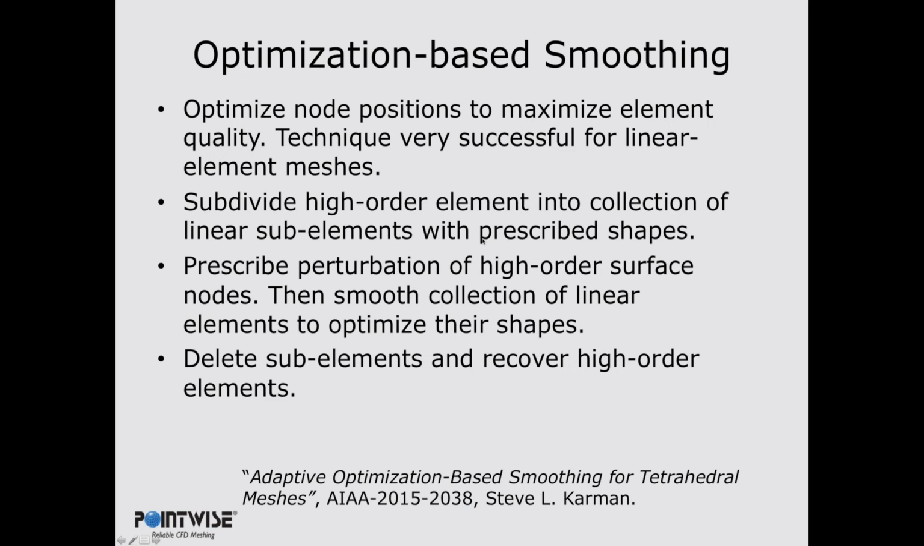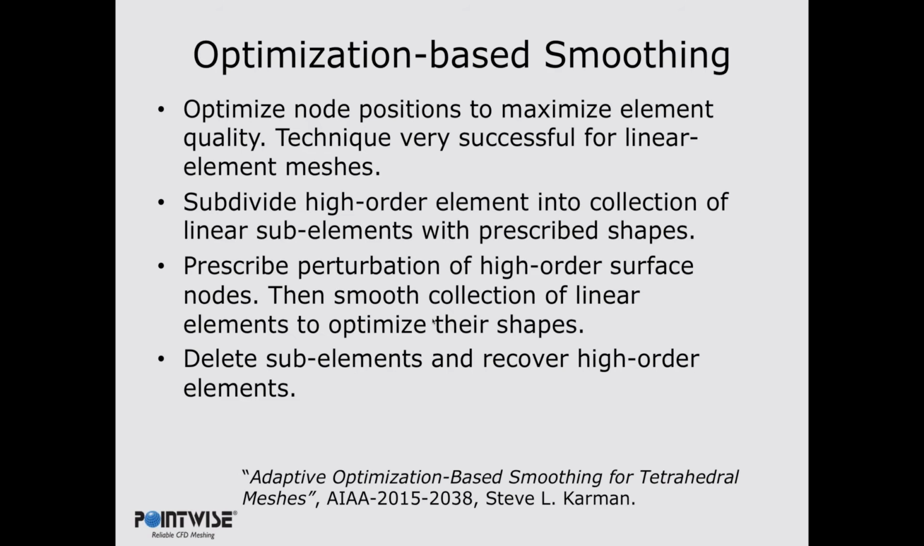The final method is something I've been working on for quite a number of years. It's optimization-based smoothing of linear meshes. And you devise a cost function. You try to move the nodes around to maximize the element quality. In this scenario, I'm going to subdivide the higher order elements into a collection of linear sub-elements, and I'm going to prescribe their shape.